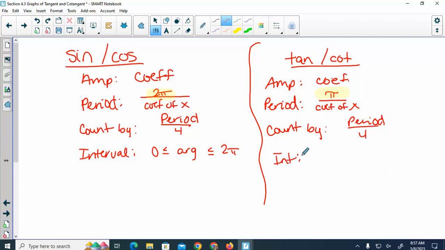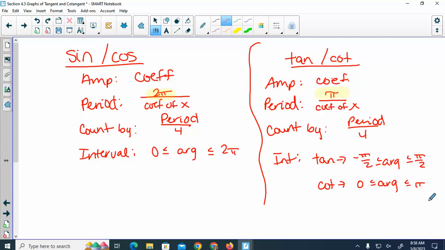The interval is also going to be different. And remember, we had different intervals for tangent and cotangent because we picked intervals so that they would be nice, so that we'd have asymptotes at the end and one smooth graph in between. So for tangent, we will go from negative pi over 2 to positive pi over 2. And for cotangent, we will choose 0 to pi.